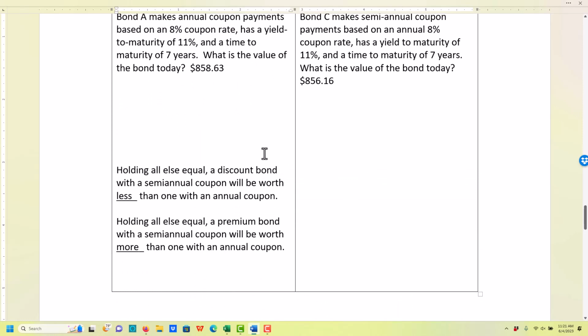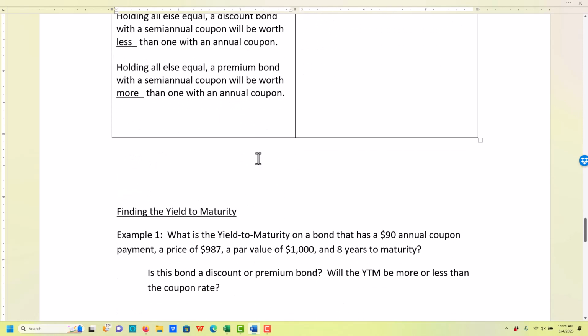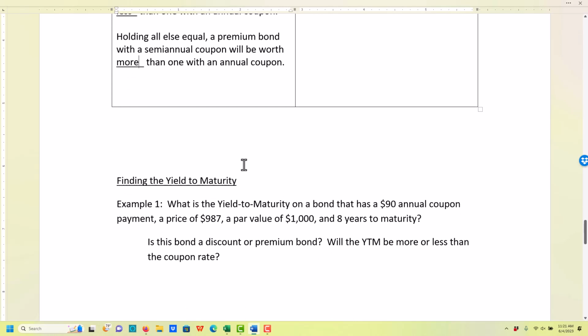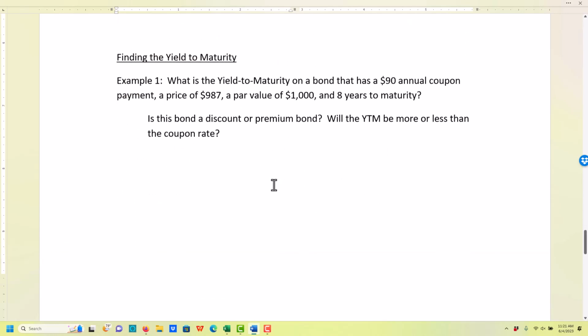The last type of problem we're going to work through here is finding the yield to maturity for the bond. So if we have all the other information and we want to find out the rate of return on this bond, we'll go ahead and work an example of this.